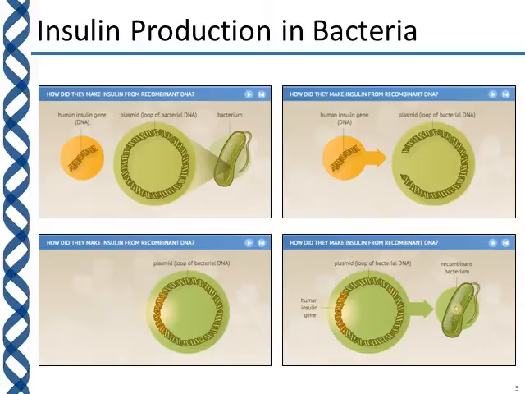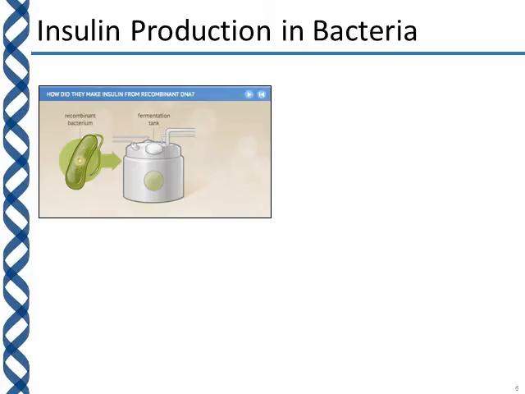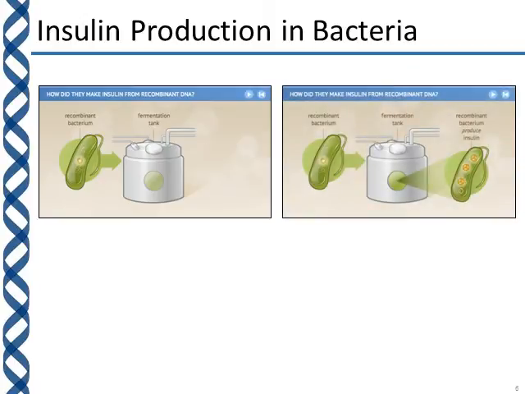This now recombinant DNA, this plasmid which contains the human insulin gene, is then inserted or transfected into the recombinant bacterium. This now recombinant bacterium is then grown in large scale in a fermentation tank. And from this fermentation tank, you isolate the insulin which is produced from this recombinant bacterium and released into the culture media.